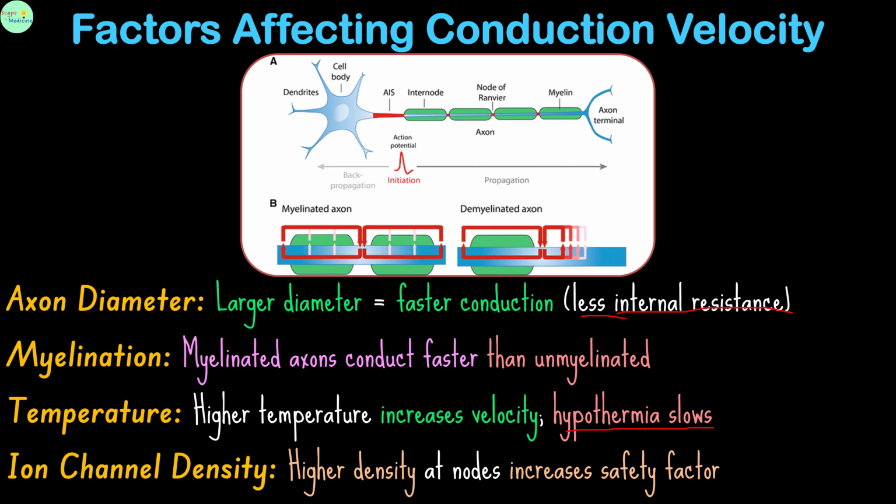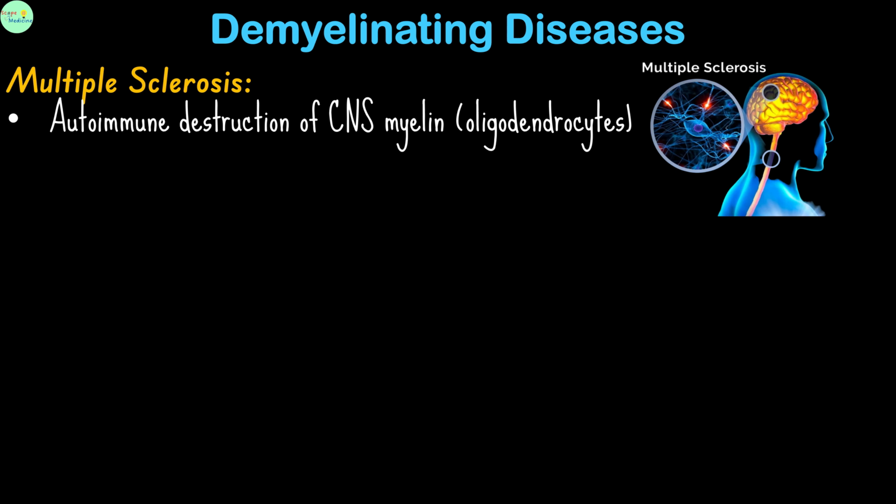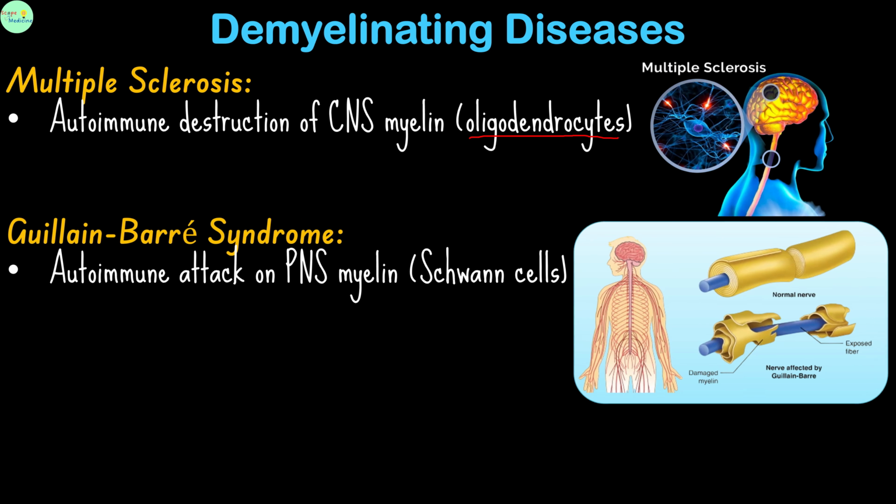Clinical correlations highlight the importance of action potentials. Demyelinating diseases disrupt normal conduction. Multiple sclerosis is an autoimmune disease that destroys central nervous system myelin produced by oligodendrocytes, leading to slowed or blocked conduction and various neurological deficits. Guillain-Barré syndrome is an autoimmune attack on peripheral nervous system myelin produced by Schwann cells, causing ascending paralysis.